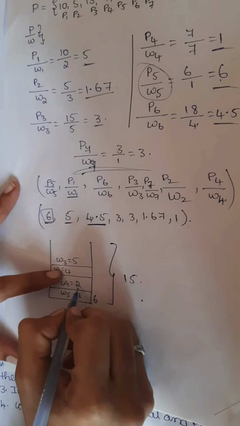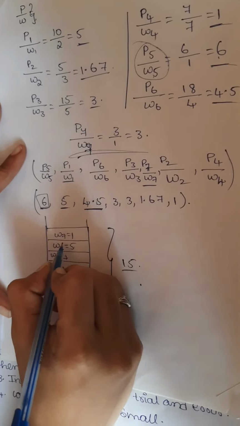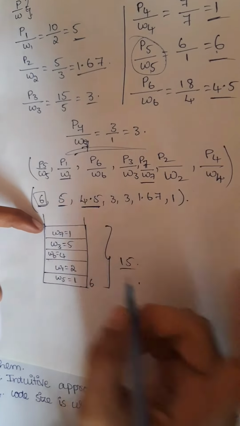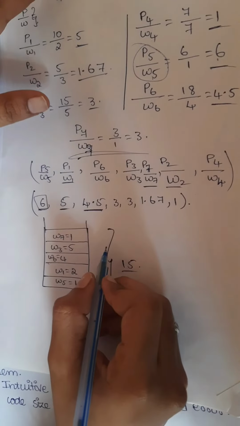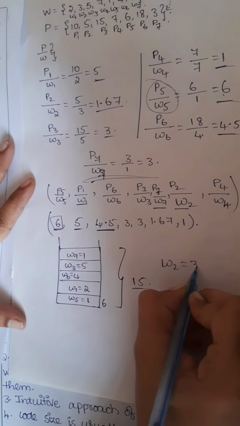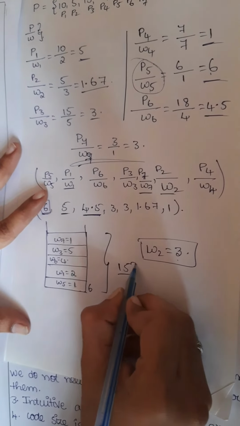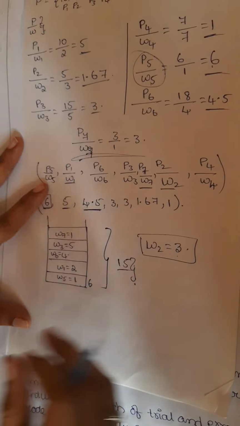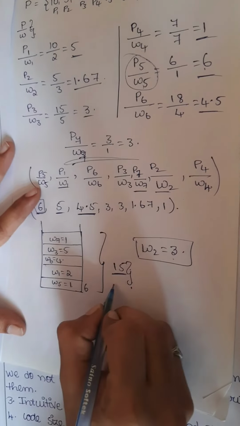Then W7 is the other weight, so W7 weight is 1. Even though we fill in W7, we have some capacity left. So let us see, W2 weight is 3. If we fill the 3 in the knapsack, it does not fit, because the maximum weight of the knapsack is 15.